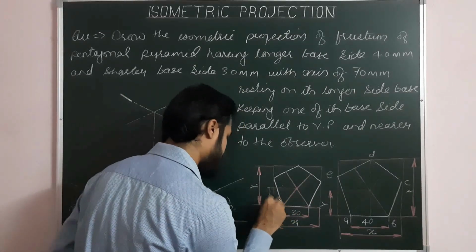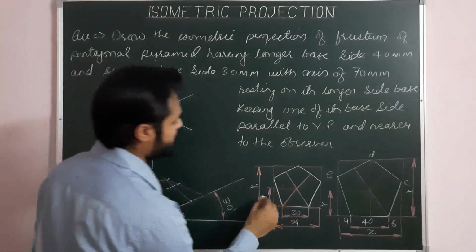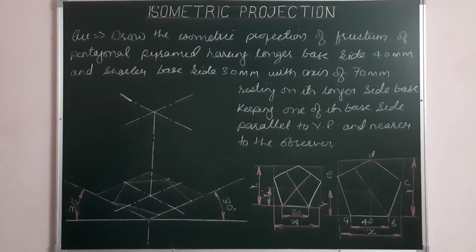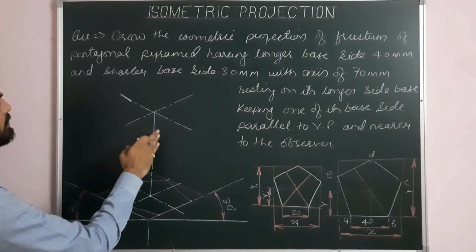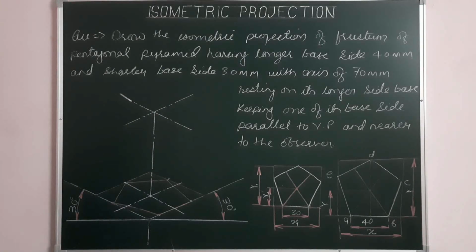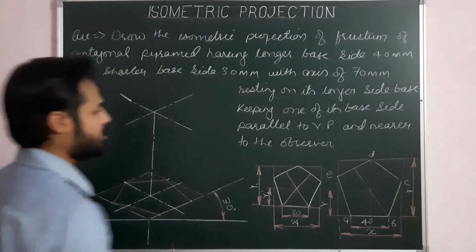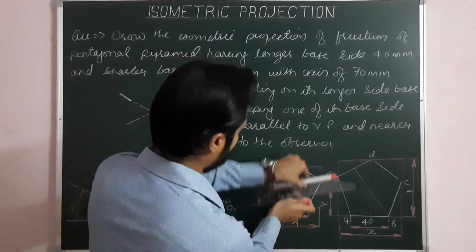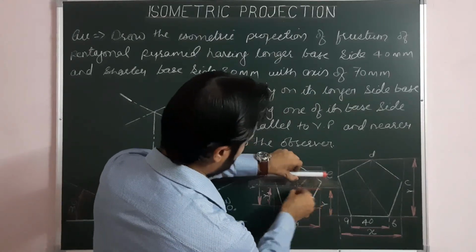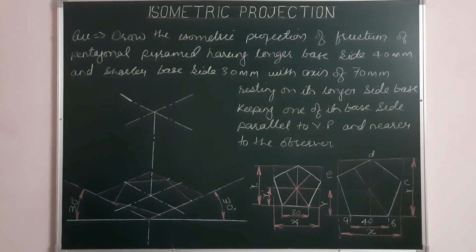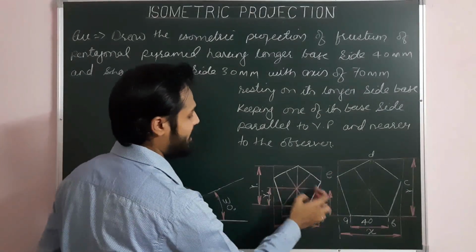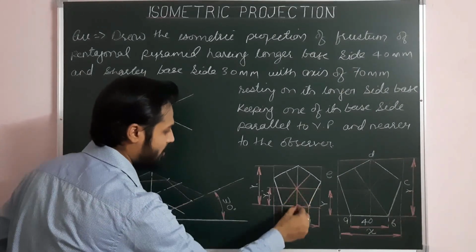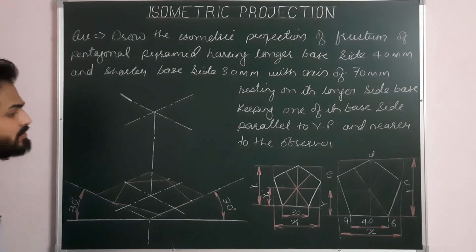Showing the distance of the center from the first base side, y1 dash. Now we have to project this pentagonal base over here along two isometric axes passing through the top center. So here, again we have to draw lines from the center in the helping figure parallel and perpendicular to the first base side. Now from the center, this is the distance y dash, which we have to mark here.